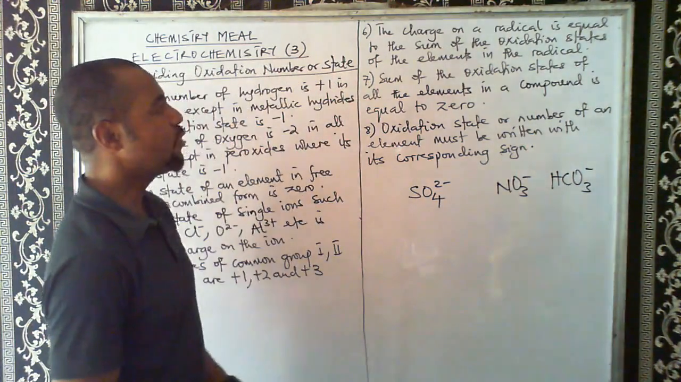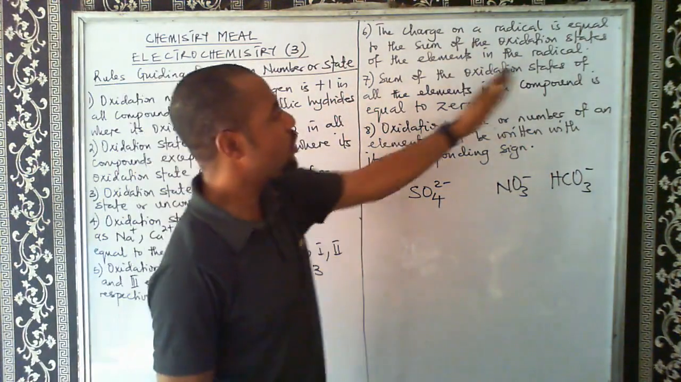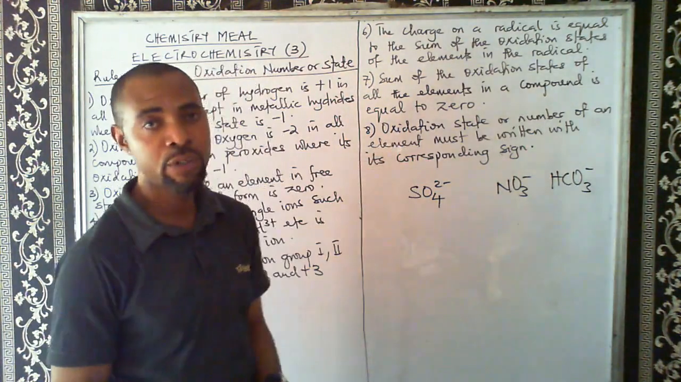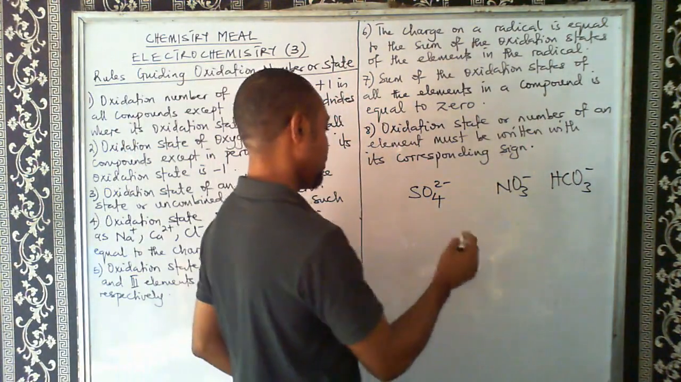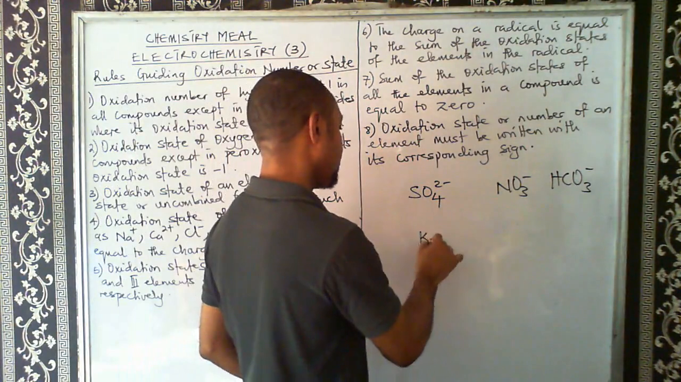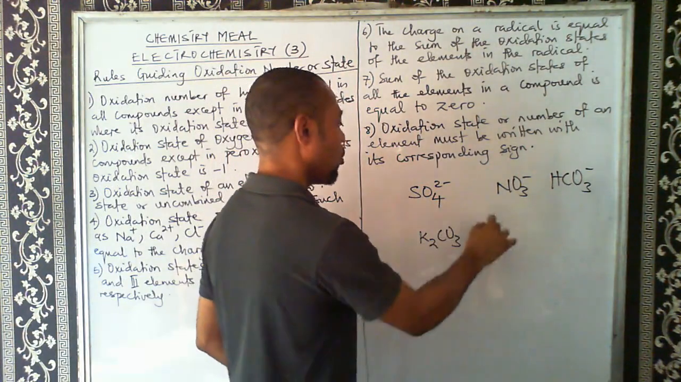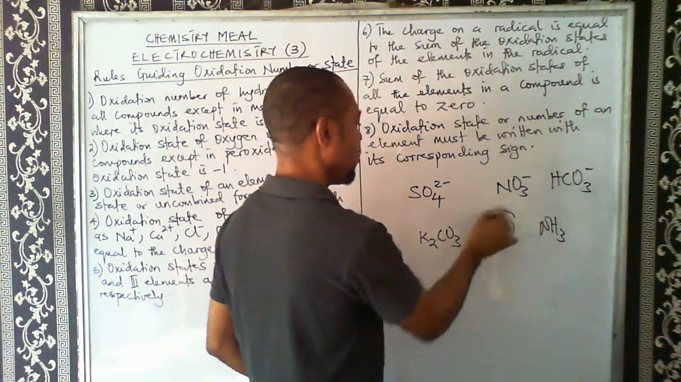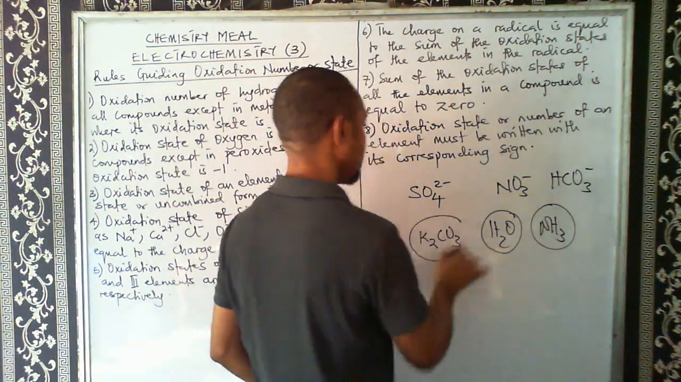All right. The 7th rule. The sum of the oxidation states of all the elements in a compound is equal to 0. So if I have a compound, we have so many compounds. I have potassium trioxocarbonate(IV). Water is even a compound. Ammonia is a compound. This is a compound. This is a compound.